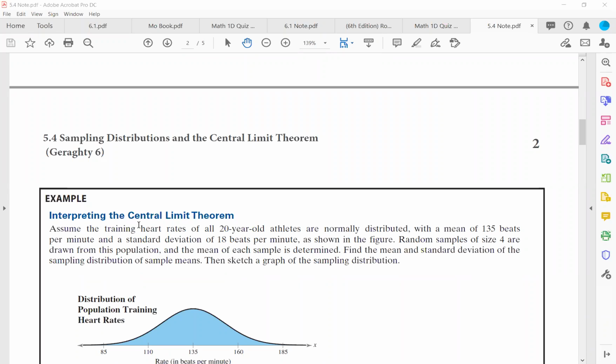So our first example says, interpreting the central limit theorem, assume the training heart rates of all 20-year-old athletes are normally distributed with a mean of 135 beats per minute and a standard deviation of 18 beats per minute, as shown in the figure below. Random samples of size 4. So what is this 4, guys? Is it x? Is it mean? Is it standard deviation? Is it n? What is that? n, very good. This is your sample size. Samples of size 4 are drawn from this population, and the mean of each sample is determined. Find the mean and standard deviation of the sampling distribution of sample means, then sketch a graph of the sampling distribution.